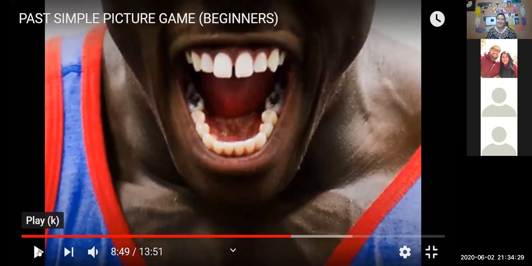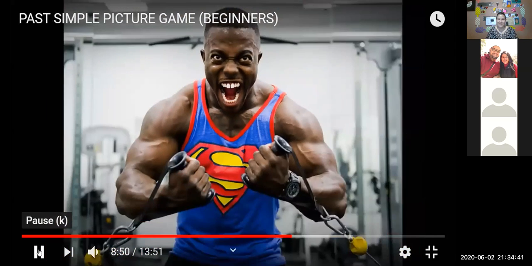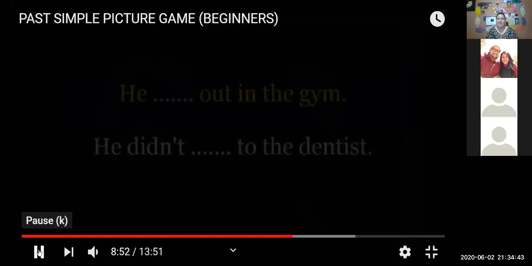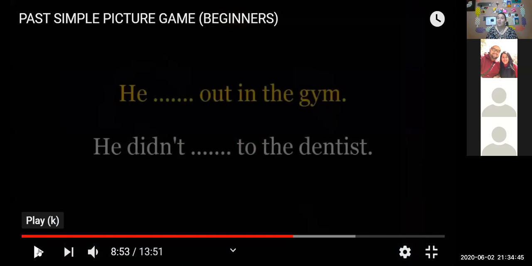What about this one? Work. Everybody said at the dentist, because of the teeth. He did work out. Okay. Let's find out. He worked out in the gym. And he didn't?